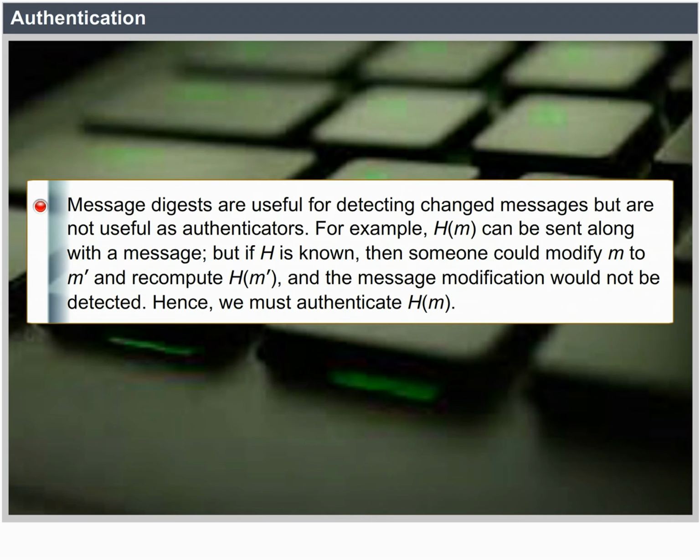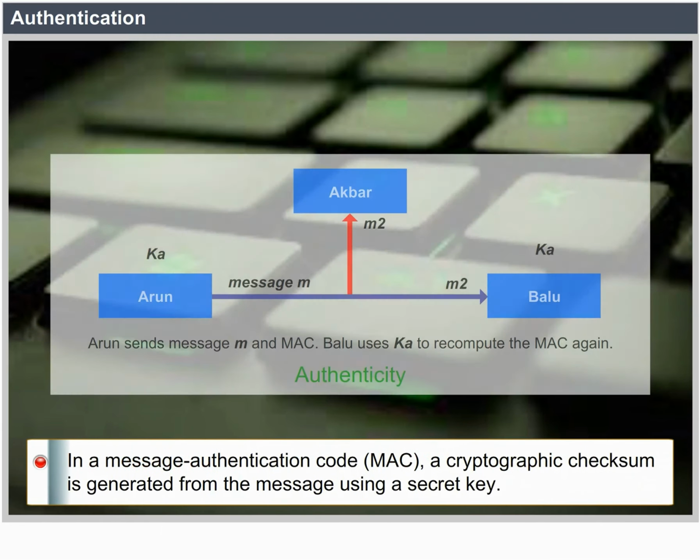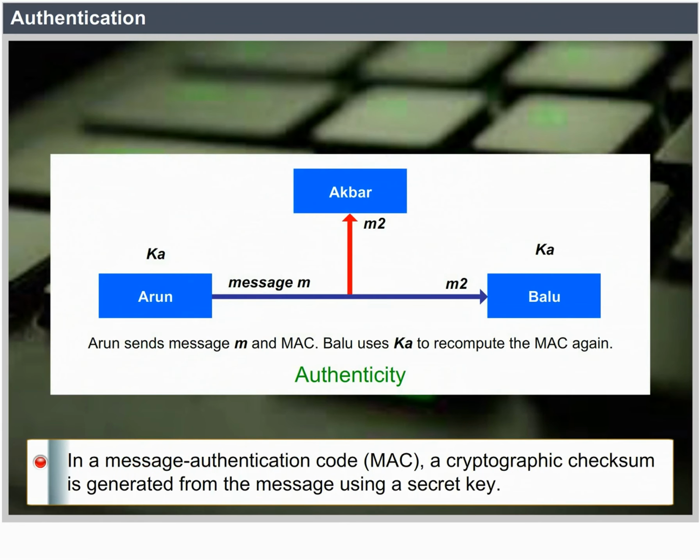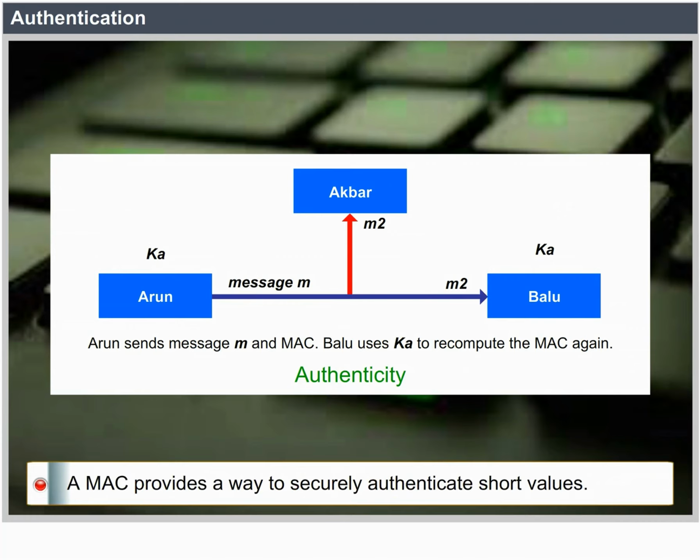The first main type of authentication algorithm uses symmetric encryption. In a message authentication code, MAC, a cryptographic checksum is generated from the message using a secret key. A MAC provides a way to securely authenticate short values.